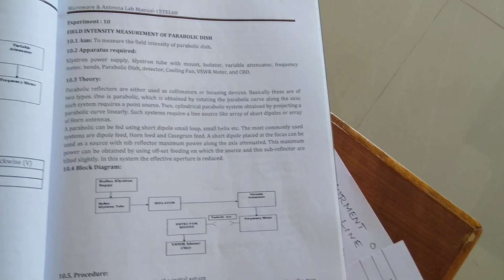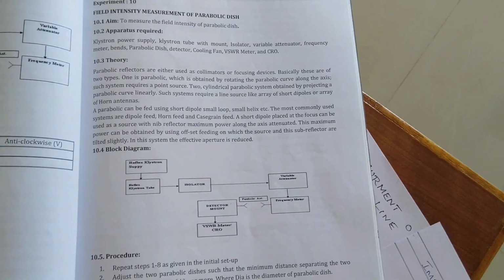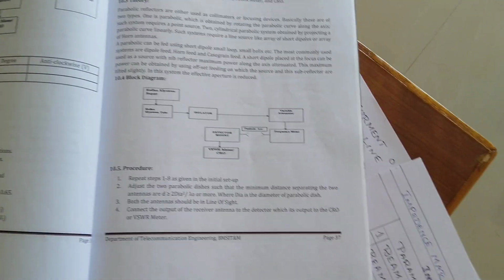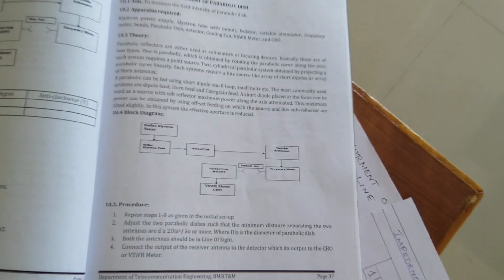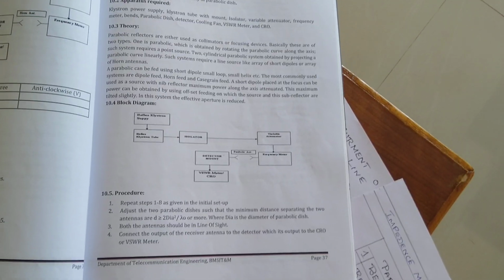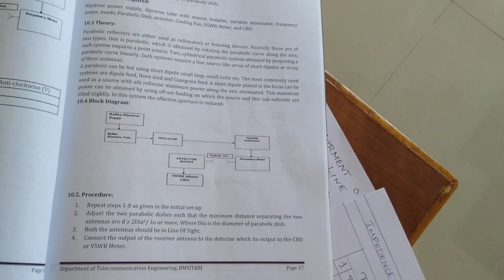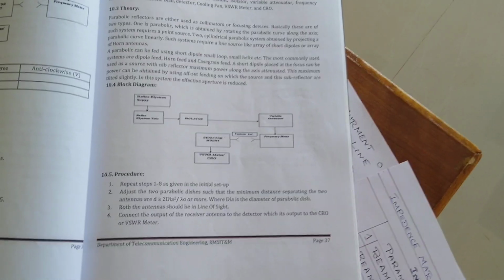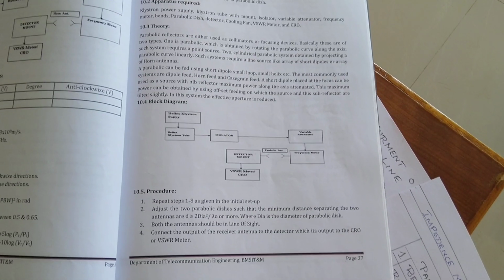Dear students, this is the experiment to find out the field intensity measurement of a parabolic dish. As we know, we have seen many parabolic dishes on residence roofs. We use a parabolic dish especially to receive TV signals. So let us see now how this parabolic dish will give you the maximum received gain.